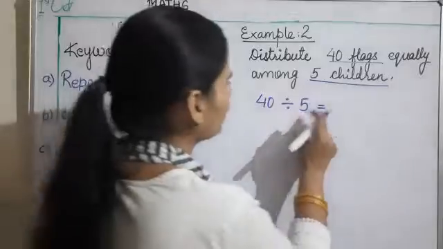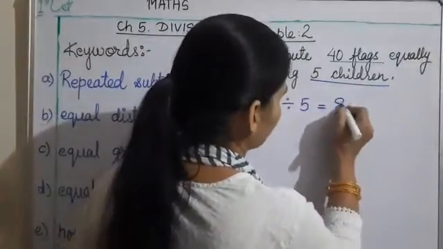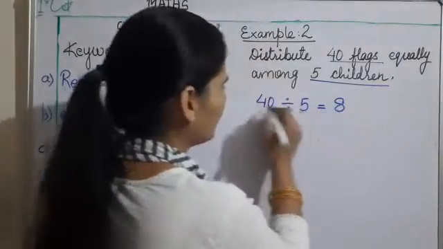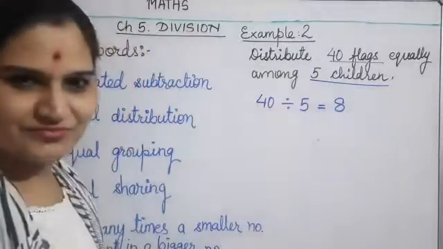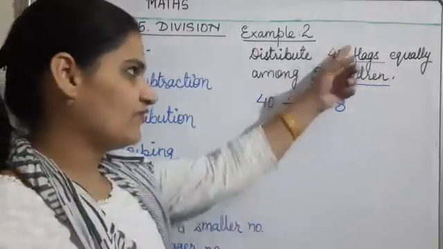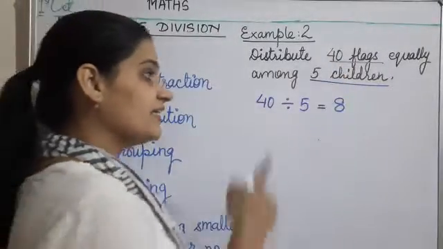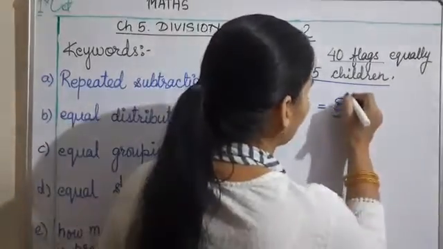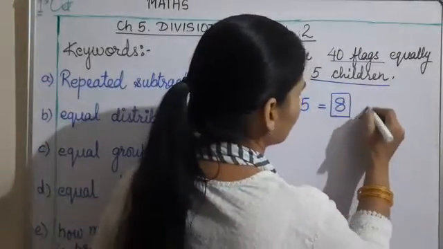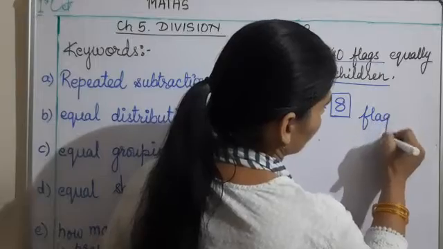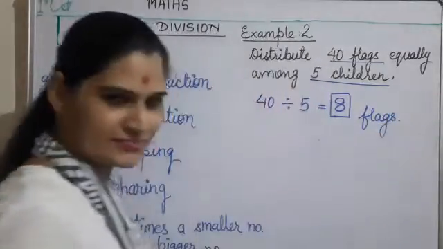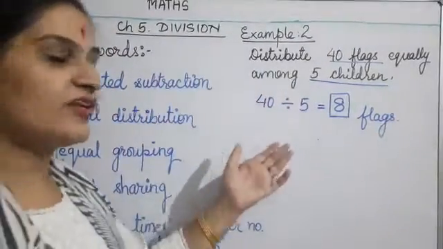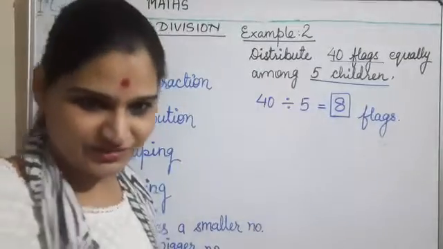And I reach 40 8 times. 5 times 8, 5 8s are 40. So when I distribute 40 flags among 5 children, each child will get 8 flags. So this is one of the situations when we are using division.